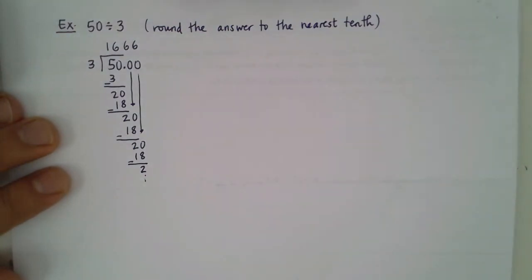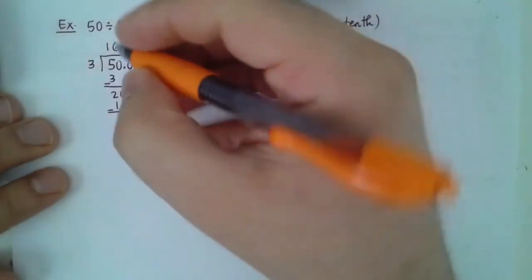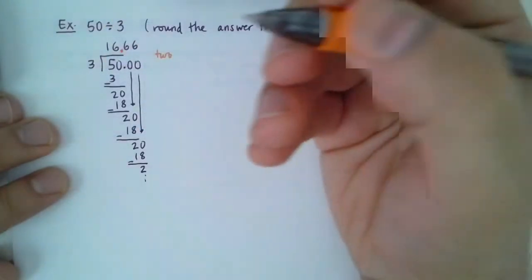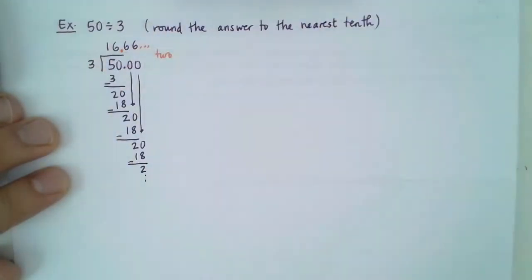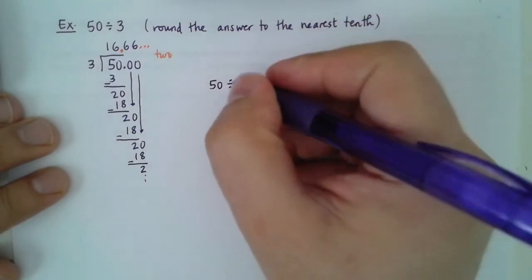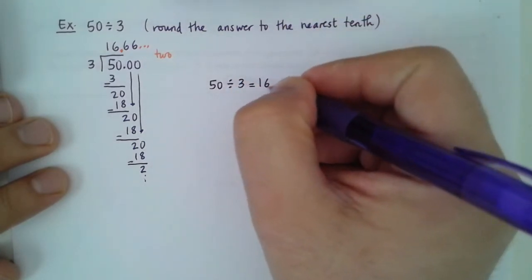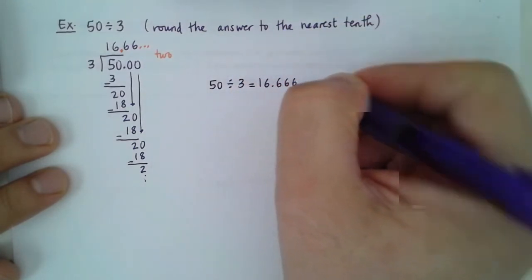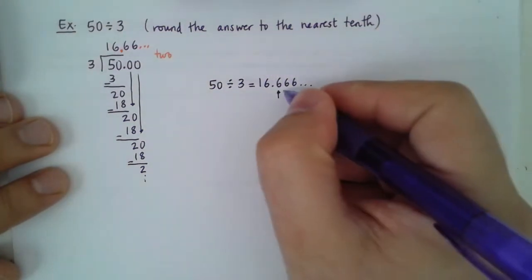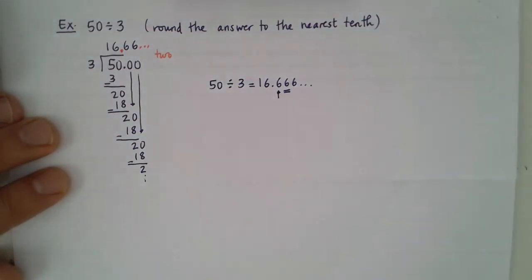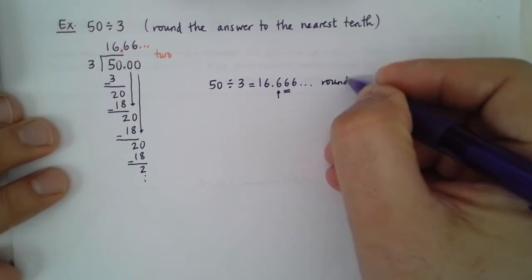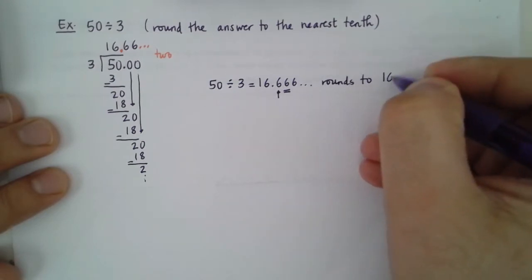What you do in this case, folks, is stop at the decimal place you need. So you can write 50 divided by 3 is 16.666 and so on. And it says rounded to the nearest tenth. We round this digit by looking at the next one, which is greater than 5. So this rounds to 16.7.